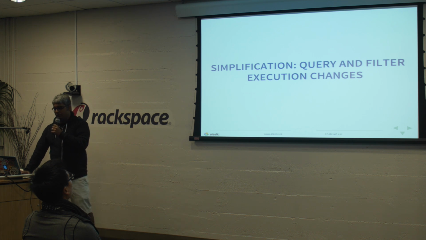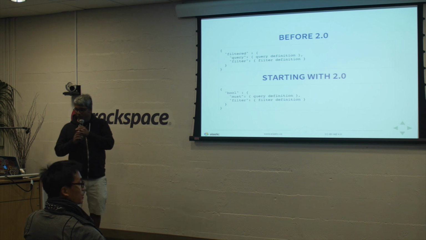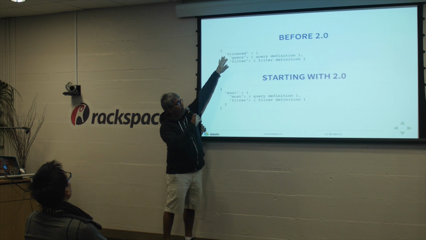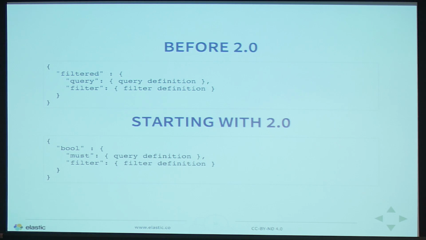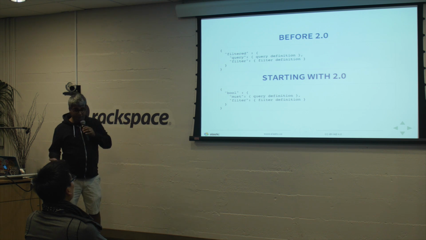Query and filters, the execution has changed for the better. Before, if you wanted to use a filter, you had to wrap it in this little filtered query in the DSL. Not anymore. You can just use a bool query, and this is a query, and so there's must and must not clauses, etc. But then there's an additional clause called filter, which lets you add a filter to a query. So the DSL is a little different in 2.0.